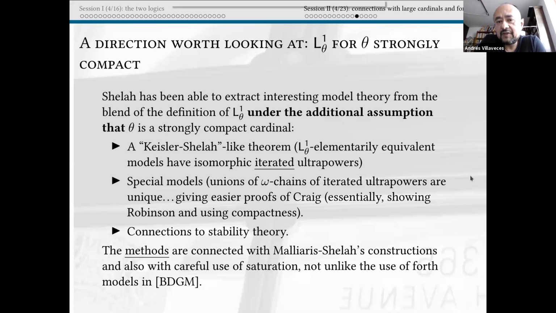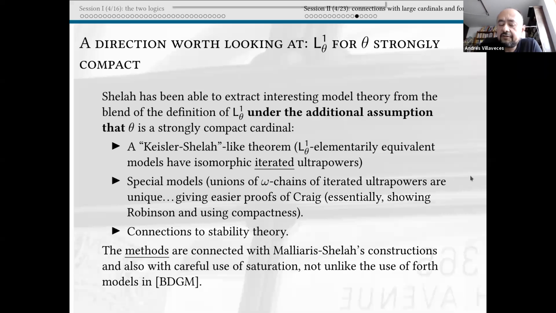So L_{∞θ}. When you use this notation, we kind of always assume that theta is strongly compact. Now, this gives an interesting blend, and Shelah has been able to extract a lot of interesting model theory from the blend of the definition of L_{∞κ}, when kappa is this theta, under the additional assumption that theta is a strongly compact cardinal.